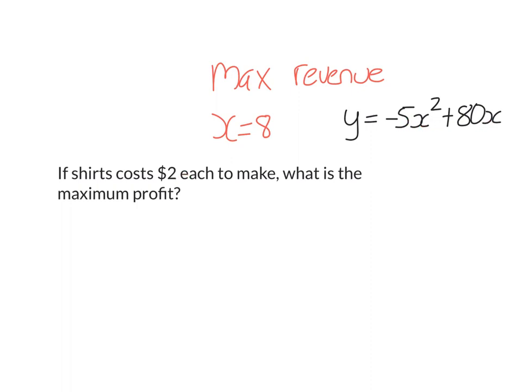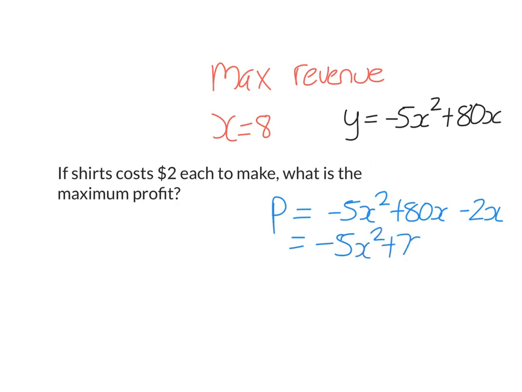But if each shirt takes $2 to make, the profit I make is going to be the revenue, which is this, minus the expenses, minus $2 per shirt. So then the profit would be minus 5x squared plus 78x. So what we've done by saying that each shirt costs $2, we've changed the value of b.